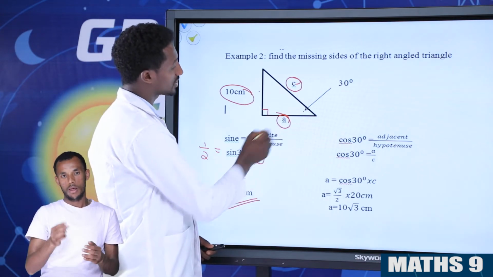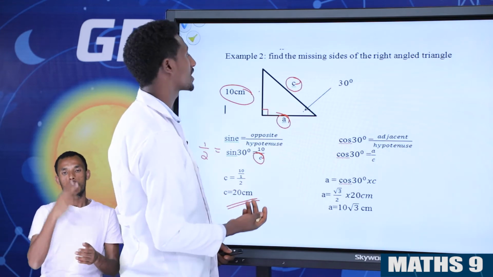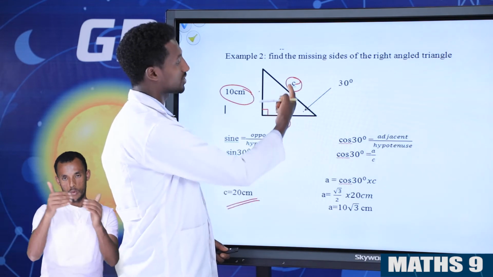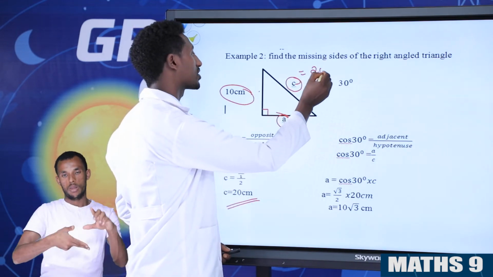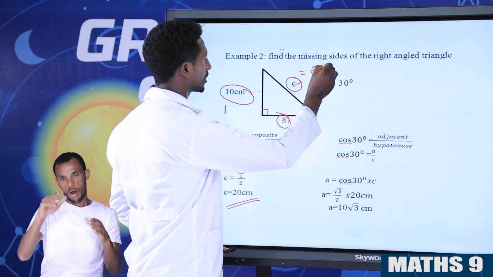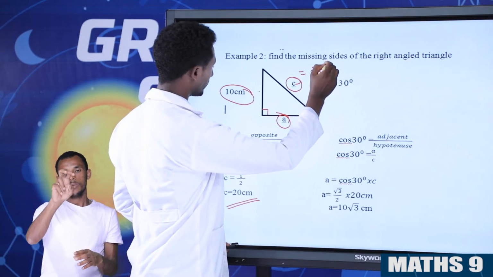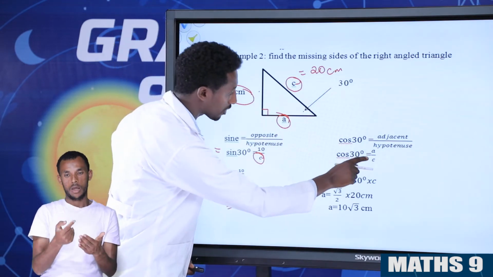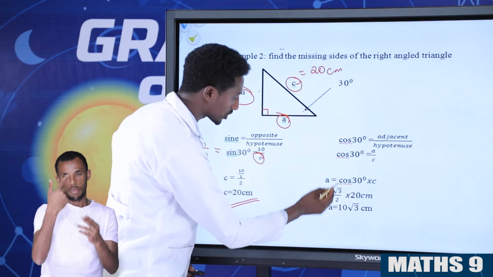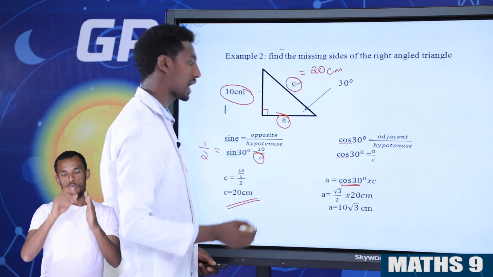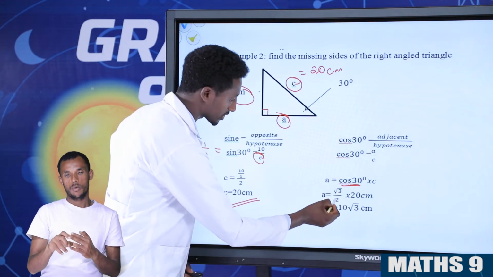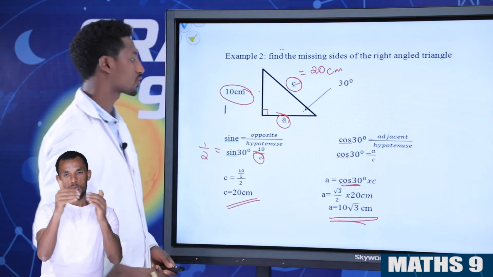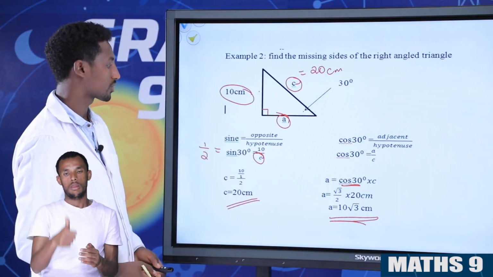And also to find A, we can use either the tangent value or the cosine value. Cos of 30 degrees equals adjacent over the hypotenuse, but the hypotenuse is 20 centimeters, which was calculated here. So A equals cos 30 degrees times C. Cos of 30 is the square root of 3 over 2, times 20 centimeters. So A equals 10 times the square root of 3 centimeters.